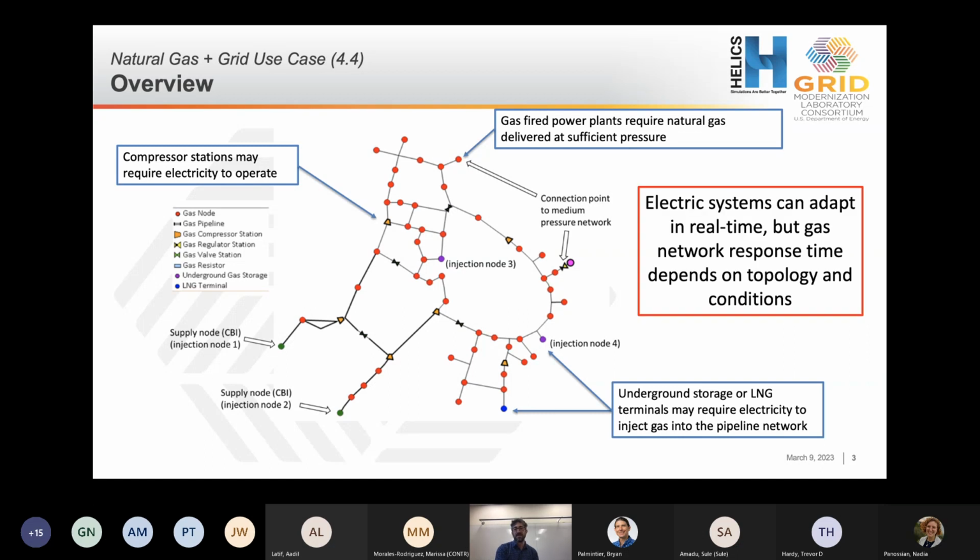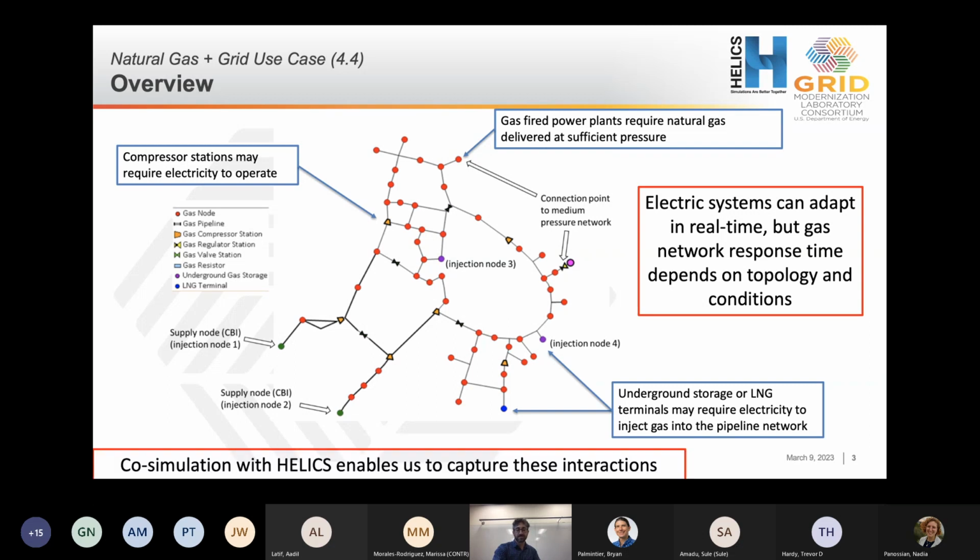As I alluded to on the last slide, electric systems can adapt often in real time. The gas networks take more time to adapt depending on the topology and where compressor stations are located. And so there's this interesting lag between the two systems that needs to be accounted for when you model these as a coupled system. And so the big message of this use case is that co-simulation with Helix can help us capture these types of interactions and understand how these two systems can impact each other.